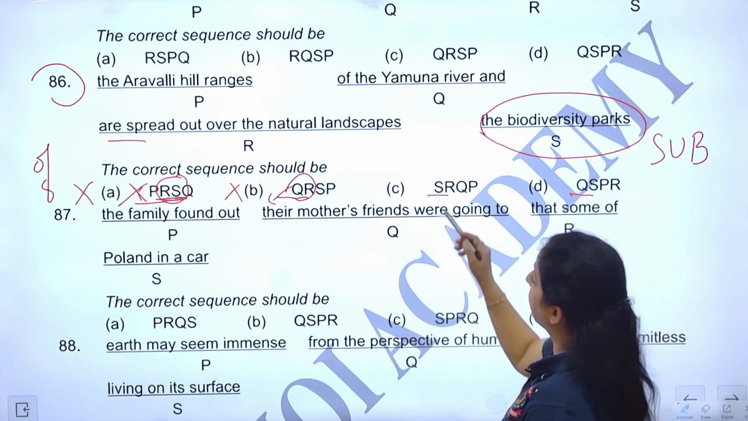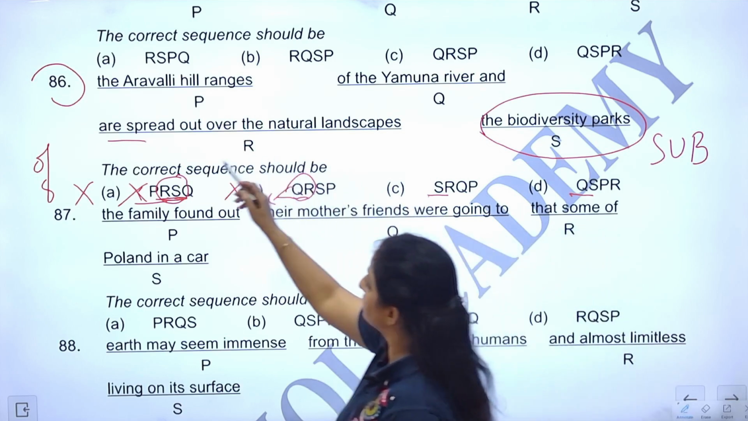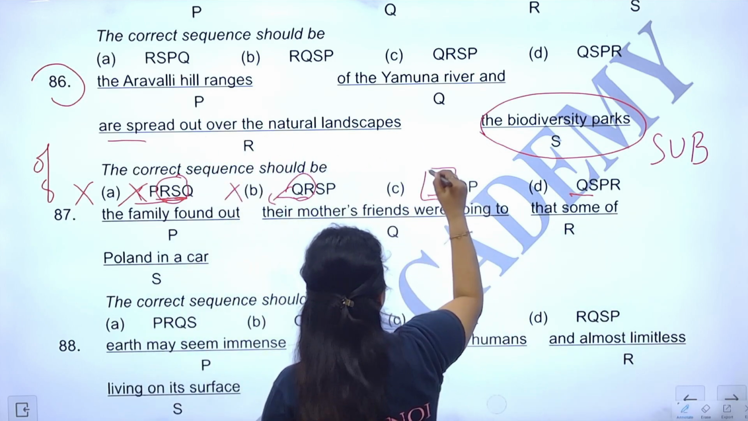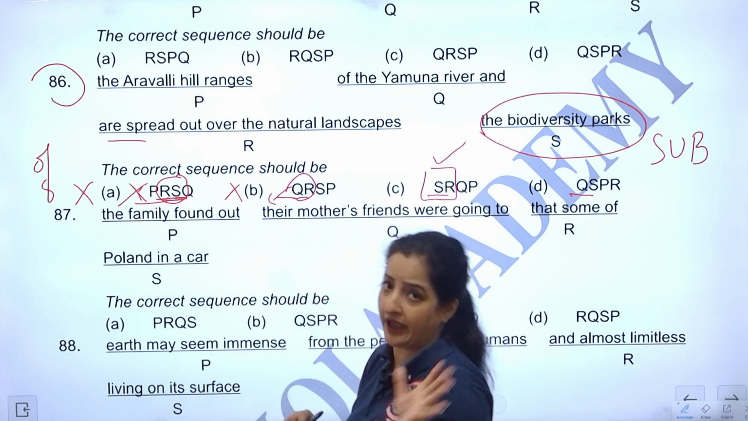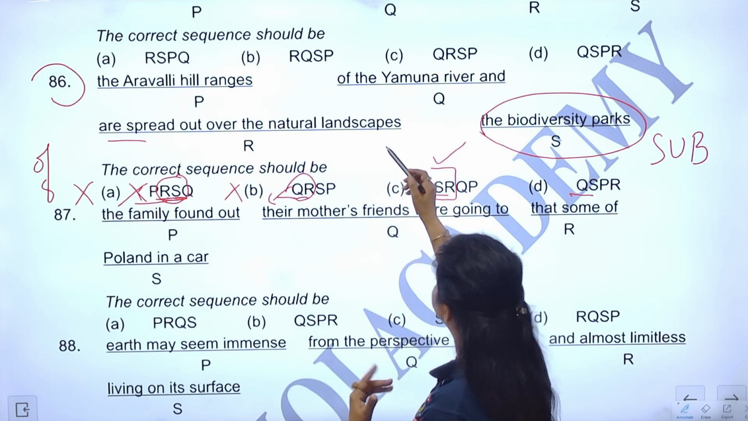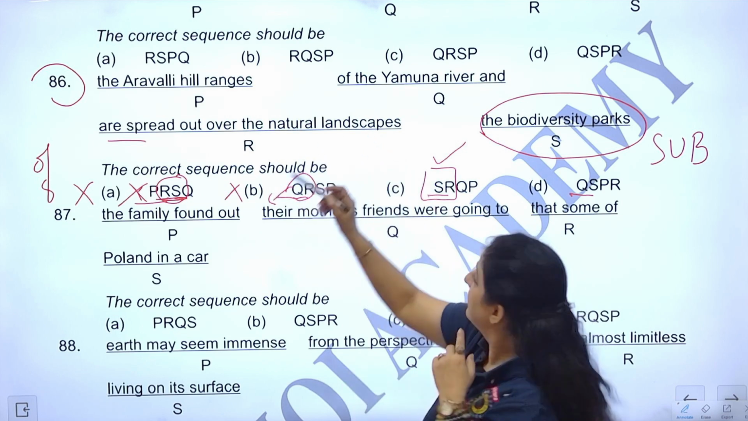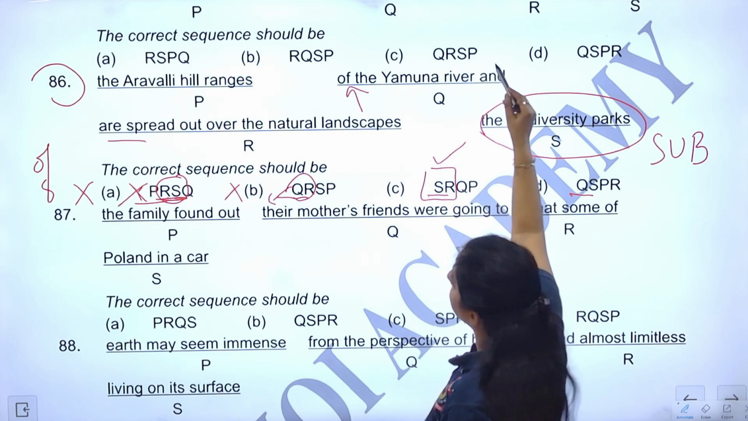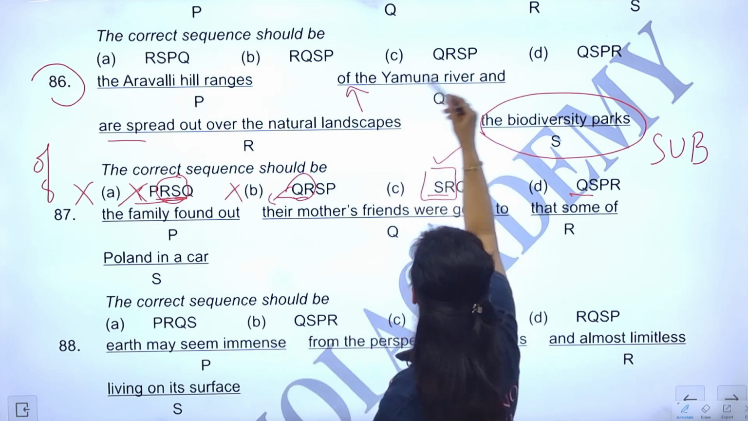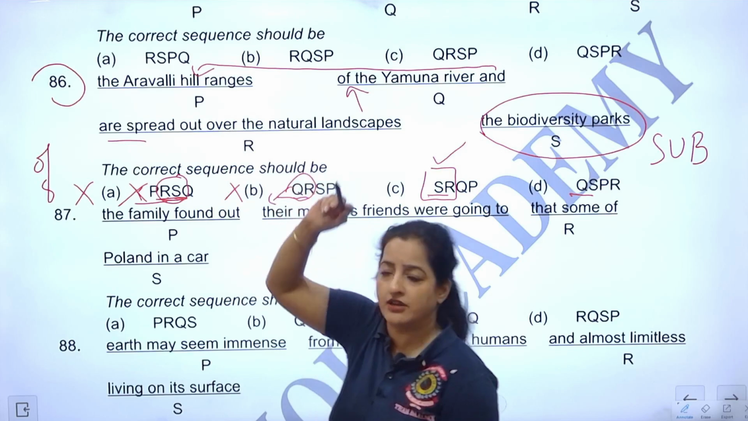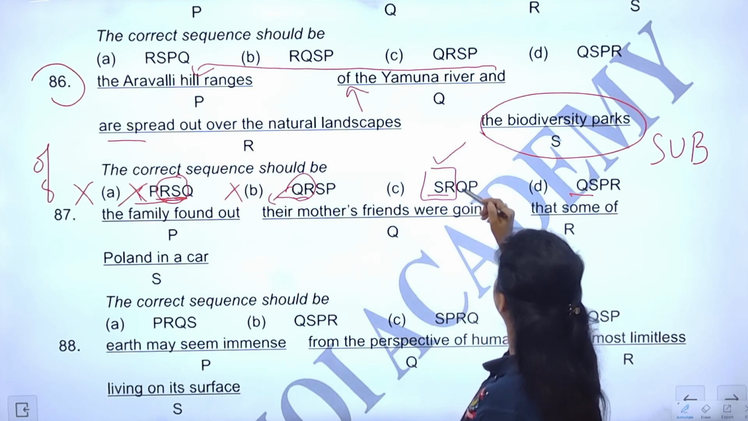Then what? Then there is the verb. क्या हुआ in past? They are spread out over the natural landscape. So SNR makes a wonderful pair. They are spread out over the landscapes. ये landscapes कहाँ हैं? Natural landscapes of the Yamuna river. And there is a connect. Landscapes यहाँ पे भी है, यहाँ river में भी है और ये Aravali Hill है. So it really is making complete sense.